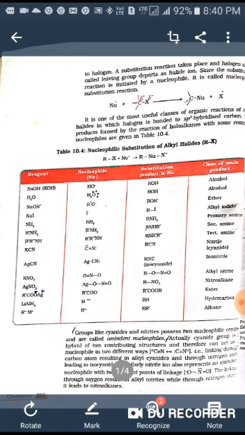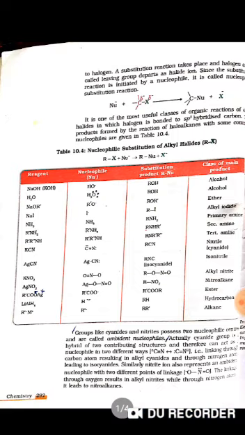Next one is RCOOAg, the nucleophile of this molecule is RCOO negative, so we get RCOOR, this is an ester product. LiAlH4, the nucleophile of this molecule is H negative, so we get RH, this is a hydrocarbon or alkane. Next one is RMgX, the nucleophile of this molecule is R negative, so we get RR', this is an alkane.